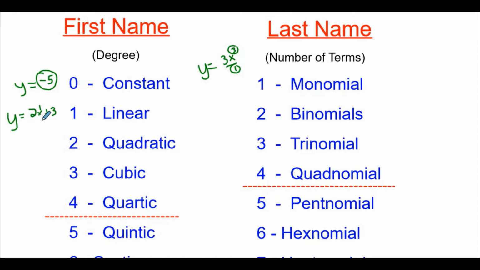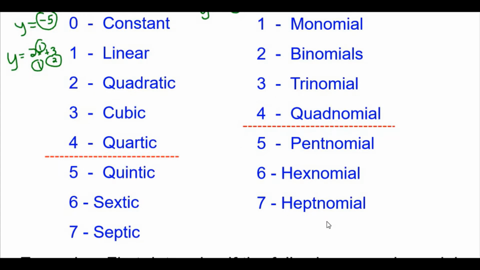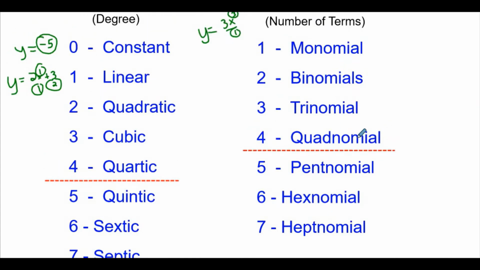However, if I had something like this, this would be linear first, and then notice that there is 1, 2 terms, so this would be called a binomial, bi meaning 2. And obviously it goes from there, trinomial, quadnomial, pennomial, hexnomial, hepnomial, and so on. And typically we only learn up to quadnomial.